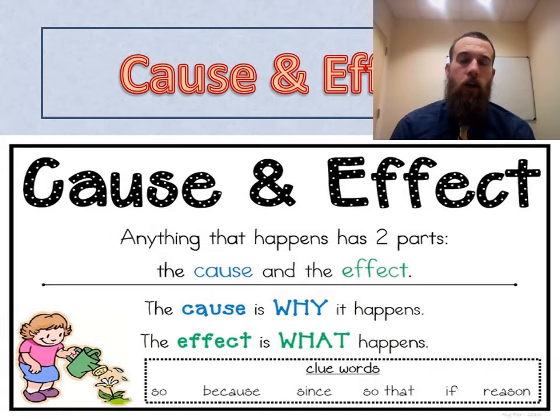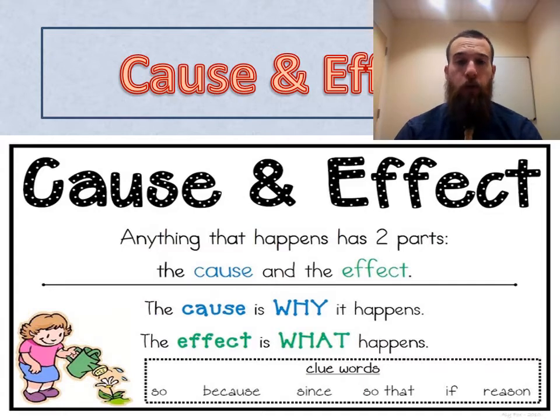Today we're going to cover cause and effect. This is the strategy we'll use to read our Greek mythology stories for the week. Cause and effect, really the main thing to focus on is that there's two parts. The cause is why something happens and the effect is what happens. Anything that has two parts can have a cause and effect in it. On the bottom there are some clue words: so, because, since, so that, if, reason.